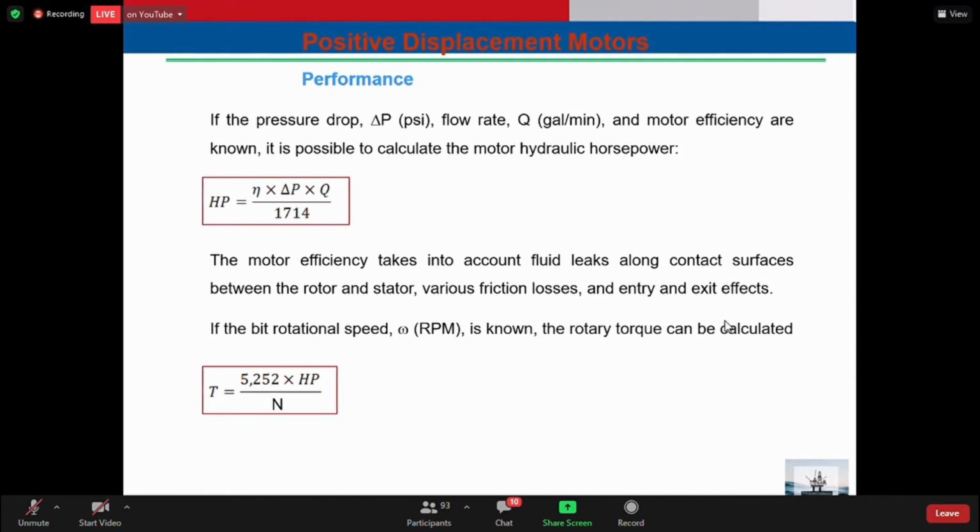The positive displacement motor has a performance. When I select the required positive displacement motor to drill my well or in the field, I have to know the required horsepower. Each motor is classified according to the maximum horsepower that can be provided. The horsepower is calculated from the pressure drop required for the hydraulics, the flow rate, and the efficiency of the system. The motor efficiency takes into account the leakage of fluid that can happen at the contact between the rotor and the stator, and many friction factors that happen during drilling. Also, the mud motor is classified according to the torque. So I should know the horsepower and the torque required.